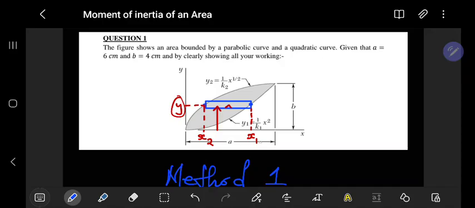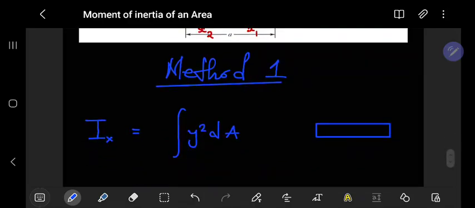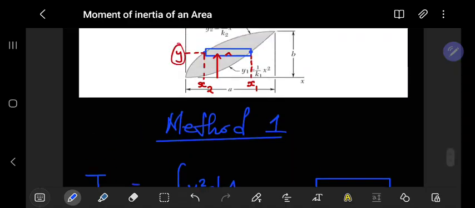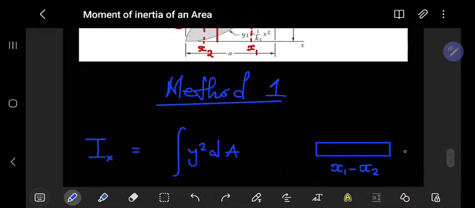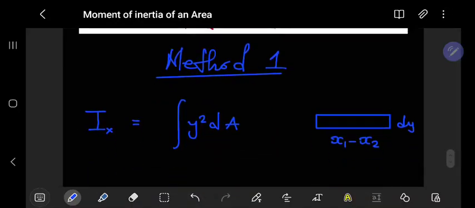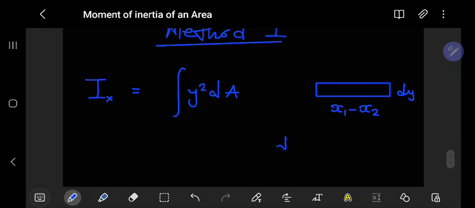So the distance between them will be x1 minus x2. So here what I have is x1 minus x2. And the thickness here, if you look at the thickness, it is in terms of y. So because of that, this thickness will be taken as dy. So this is what we have there. We have our dy. Therefore, our cross-sectional area dA will be equal to that width. So we have x1 minus x2 here, and then multiplying dy there.